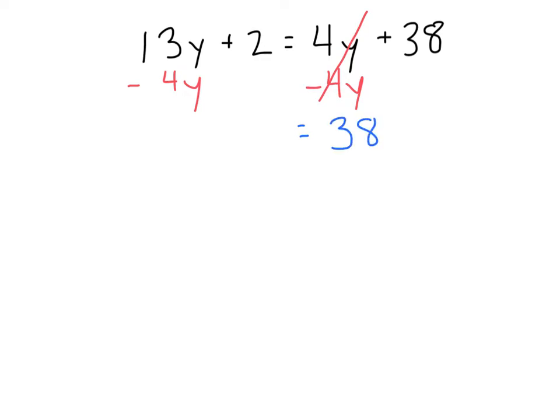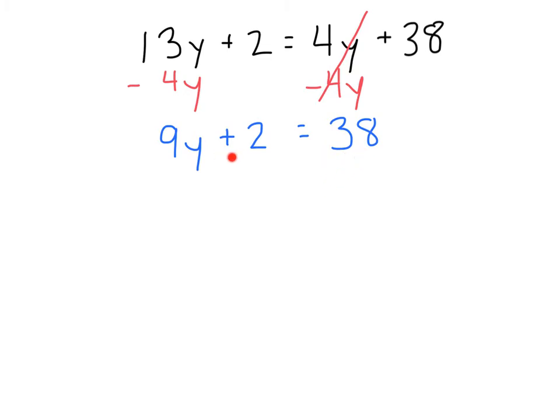Now, we have 13y minus 4y, which is equal to 9y. Then bring everything else down, so we have 9y plus 2. Now, so we moved all the variables over to the left side. Now we're going to move all the constants over to the right side. So I have my 38 over here on the right, and now I have this plus 2 over here on the left. I need to move this plus 2 over to the right side of the equation.